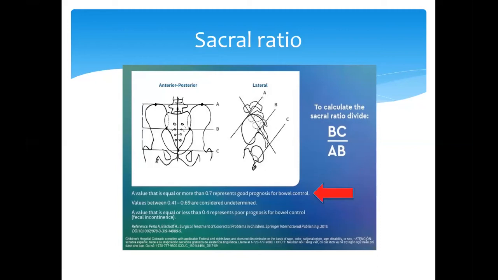In between is undetermined, which means that they might swing between more constipated or more toward fecal incontinence when you study them. So again, sacral ratio is one element of predicting continence, and it's a very good element to know your patient. Next slide.